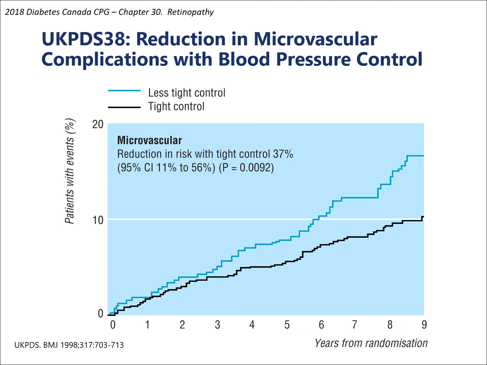Now, from a blood pressure perspective, we have data in type 2 diabetes from the UKPDS. In the UKPDS study, they also had individuals with more intensive blood pressure control versus those with less intensive blood pressure control. And you can see that the darker black line is lower than that of the blue line, meaning that tighter blood pressure control did result in less microvascular complications. But of course, those microvascular complications were not just that of retinopathy.